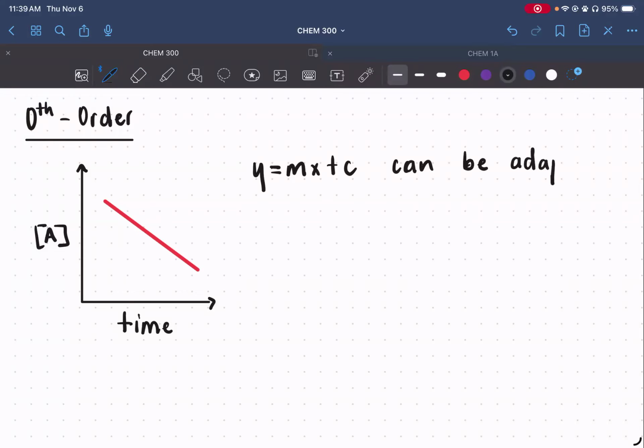What do I mean by that? Well, in this case, we know specifically what our x and our y-axis is. We've already given them labels, so we can actually incorporate them. We can say that our y-axis is A, concentration of A. Our gradient is K, the rate constant. The x-axis is time, added to the y-intercept, which is technically also the concentration of A.